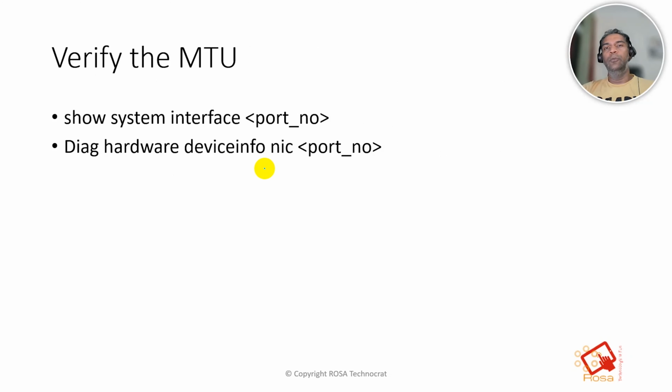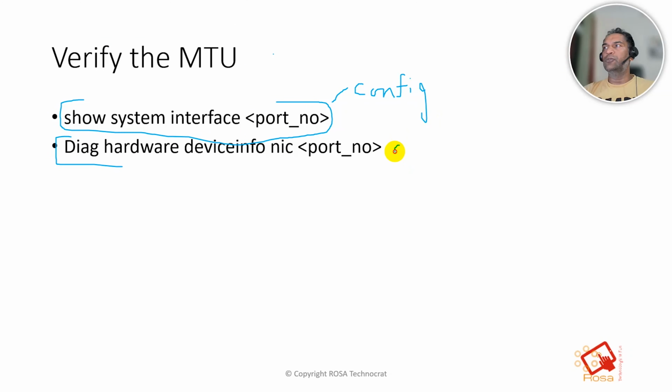Verifying the MTU: whether your changes have taken place or not, or even before the changes, you want to verify the current MTU of the interface. So what you have to do is show system interface. This will show you the configuration of the interface, if that is configured. This is based on the configuration, and what is the current running value on the interface, the actual one?